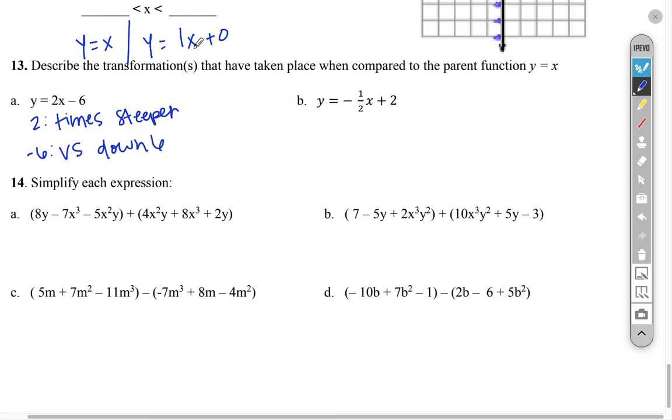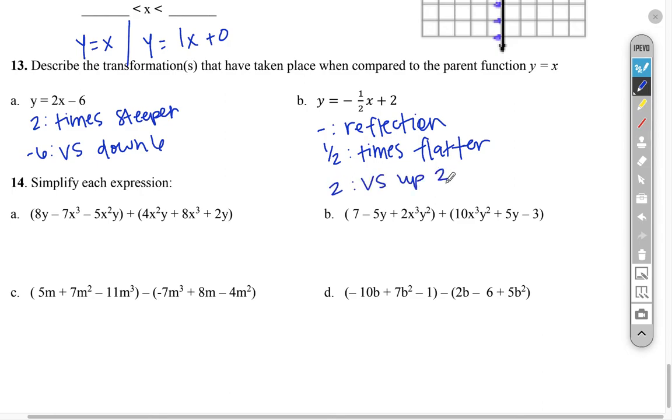Right? We went from 1 to -1/2. Well, first things first, we had a sign change. We went from positive to negative. So we have a reflection. We went from 1 to 1/2. 1/2 is smaller than 1, so we are 1/2 times flatter. And then we went from 0 to 2, which is a vertical shift up 2.